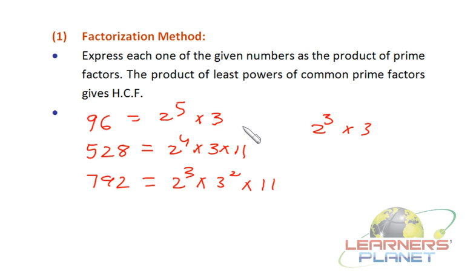Then we are not having 11 over here, but we are having 11 in both of these numbers. But since 11 is not there in all, 11 will not be a common factor. So finally 2 cube, that is 8, into 3, 24 is the HCF. Okay friends, now let's see the next method.